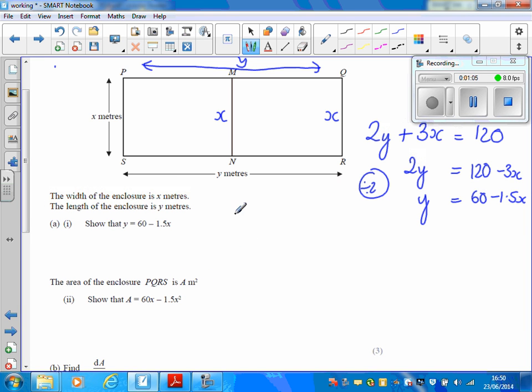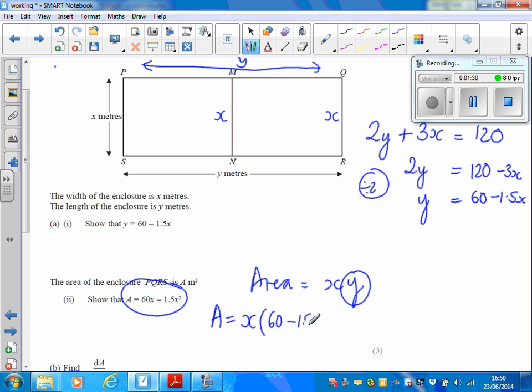Okay, moving on, the area of the enclosure PQRS is A. The area of the whole thing is going to be the length times the width, which is x times y. But what we're asked for here is to find an expression for A in terms of x only. So I'm going to replace the y here with 60 minus 1.5x. So A is x multiplied by y, which is this 60 minus 1.5x, and that's the same as 60x minus 1.5x squared. So A is equal to 60x minus 1.5x squared.